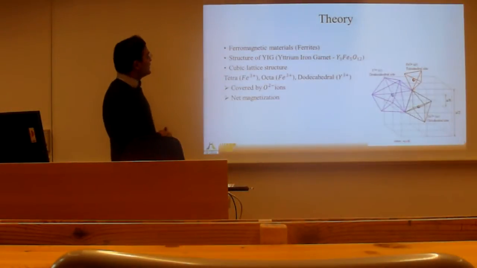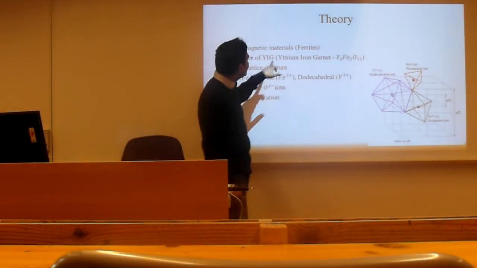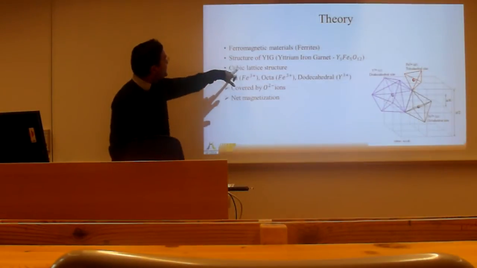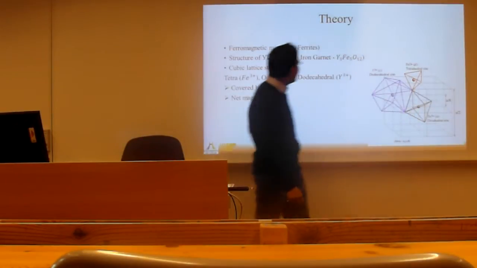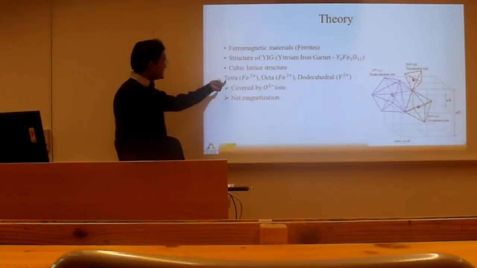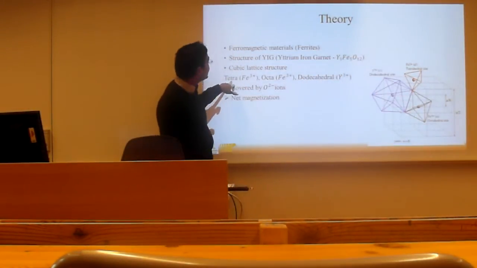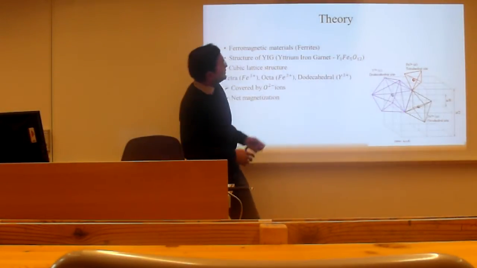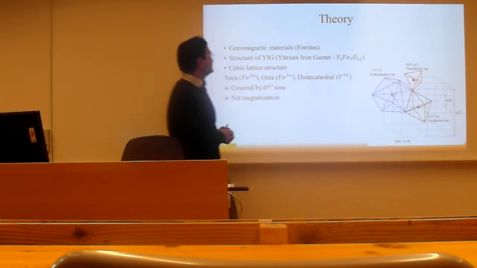The structure of yttrium iron garnet. One of the ferrites that I have presented here is yttrium iron garnet. The structure is presented here. Its structure is a cubic lattice structure. It has a cube and different sublattices. The different sublattices are: the red one you can see is the tetrahedral sublattice, the black one represents the octahedral site, and the blue one represents the dodecahedral sublattice.